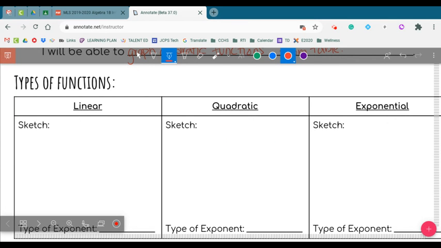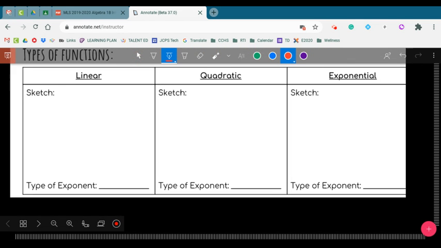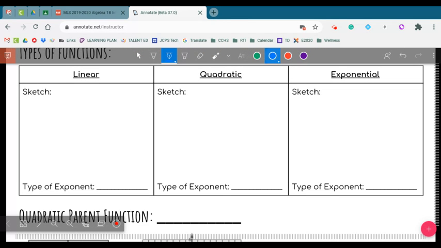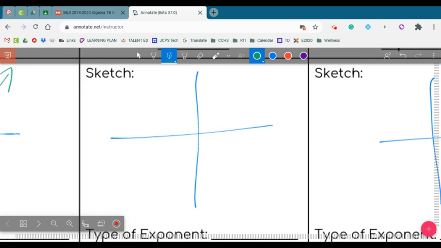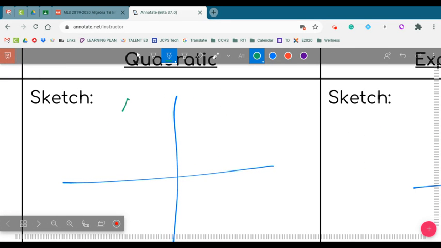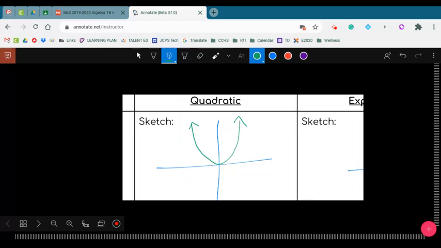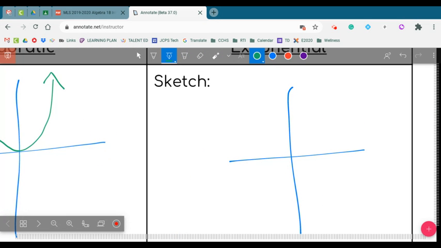So let's review our 3 types of functions again. Let's sketch our graphs. Okay, linear we know is a straight line. Oops, I got that kind of off. Quadratic is our U shape. And exponential is our sideways L.